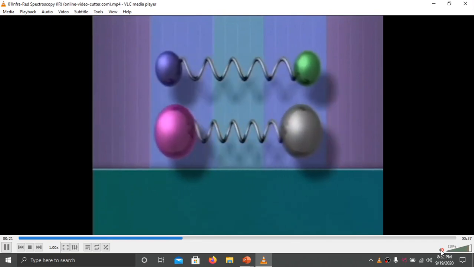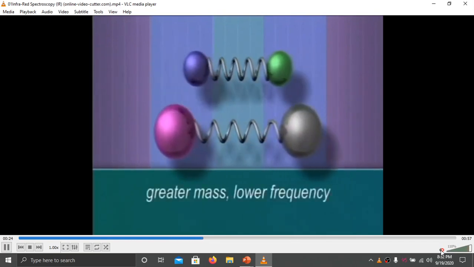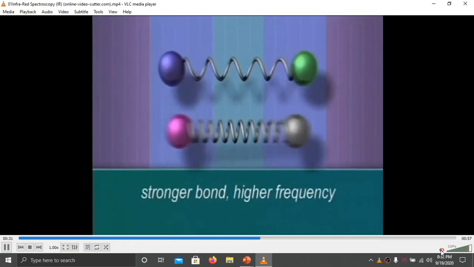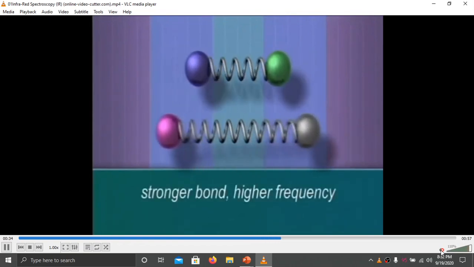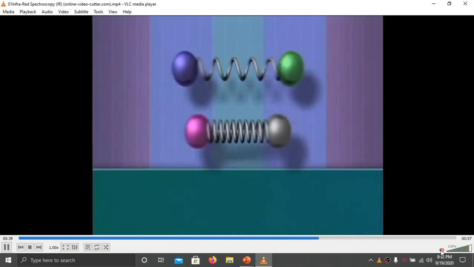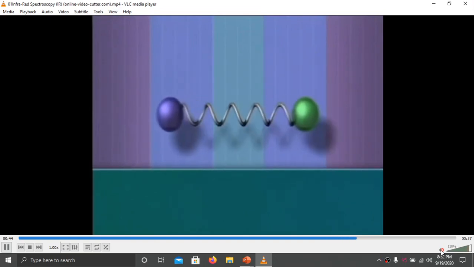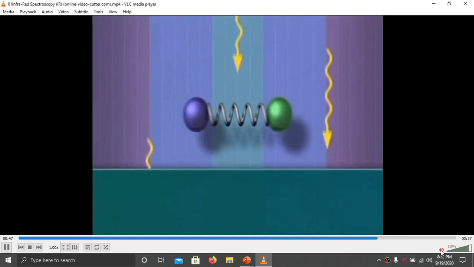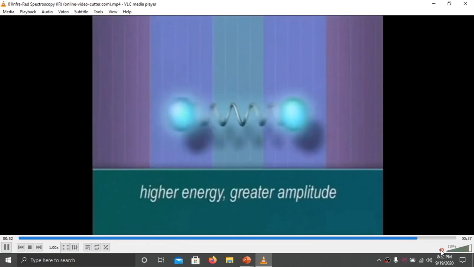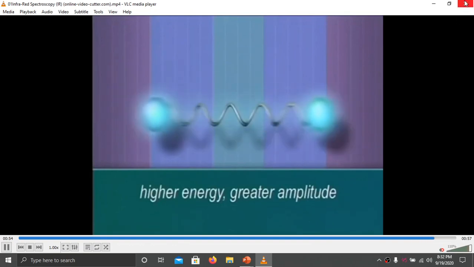Now we can consider the mass difference of the atoms which are attached. A greater mass difference will cause a lower frequency, the vibrations will be less, whereas the strength of the bond, the strength of the spring, will cause a higher frequency of vibrations. That we studied in the previous lecture. Then if the atoms are vibrating in the ground state and are bombarded with infrared radiation, they absorb this radiation and start vibrating into the excited state. So this will be V equals 1 or V equals 2.